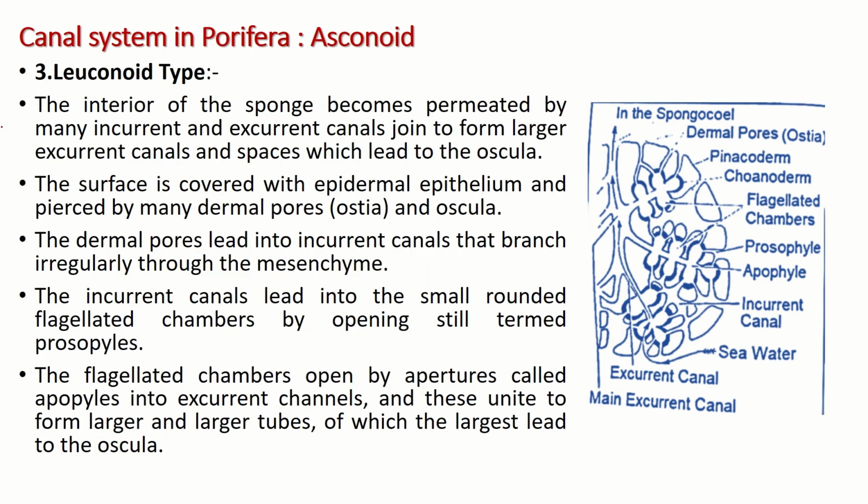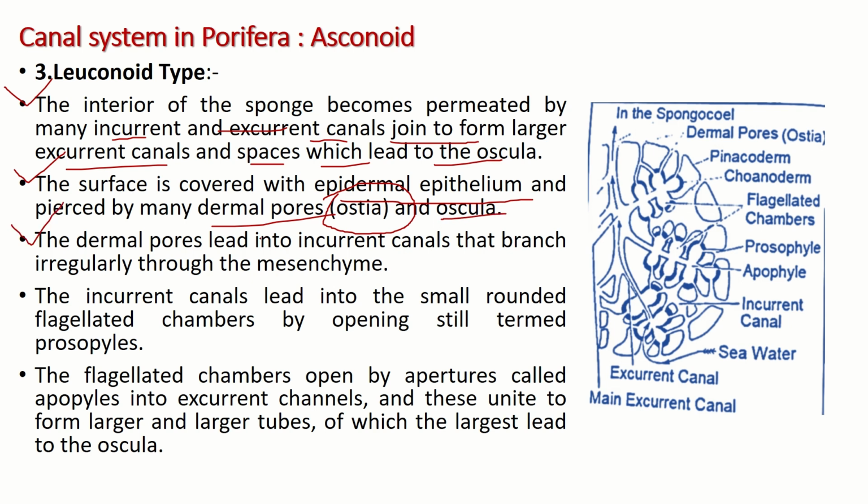So in the leuconoid type, the interior of the sponge becomes permeated by many incurrent and excurrent canals, joined to form large excurrent canals and spaces which lead to the oscula. The surface is covered with epidermal epithelium and pierced by many dermal pores, called ostia. The outer side has the pores called ostia, and internally there are oscula.